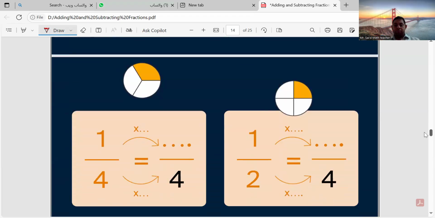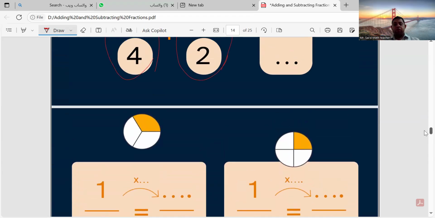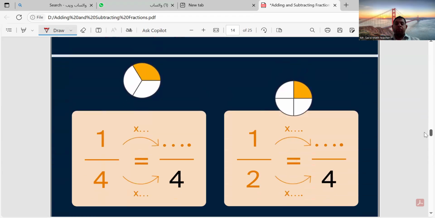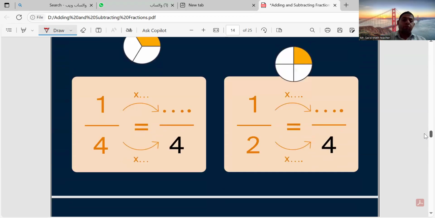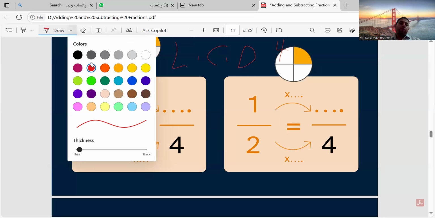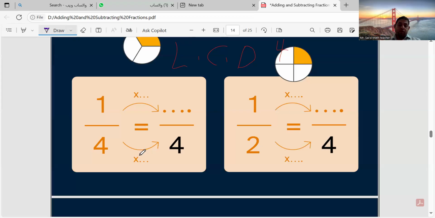We will make equivalent fractions using the LCD for 4 and 2. What is the LCD for 4 and 2? It's easy to get. It's already 4. Yes. Okay, very good, Muhammad. Thank you, Muhammad. So the LCD is 4. The first fraction, we don't change it. We multiply by 1. It's already 1 out of 4 because it has the same LCD here.